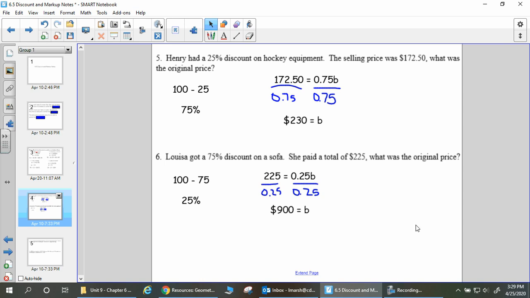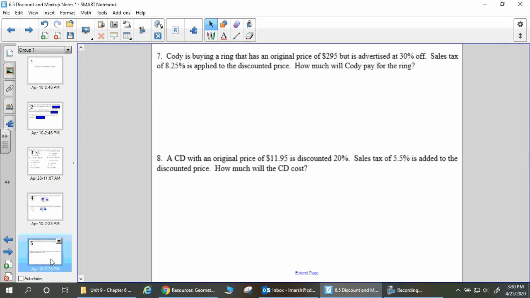So if you had a discount, and you're trying to go back to that original price, think about what percent you actually paid for the item. The last two examples here are again very similar to each other. And this is really what happens when you go shopping.